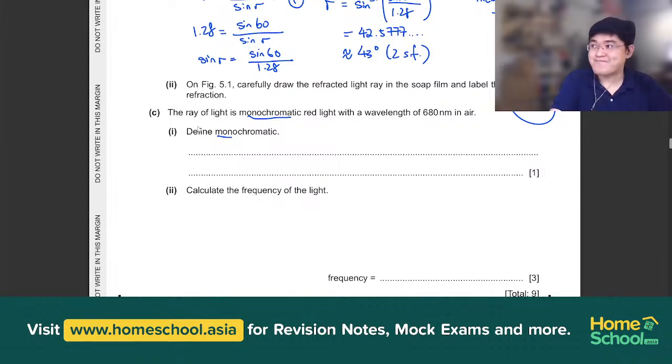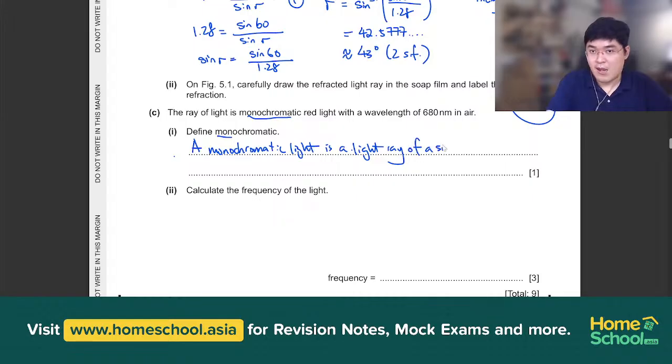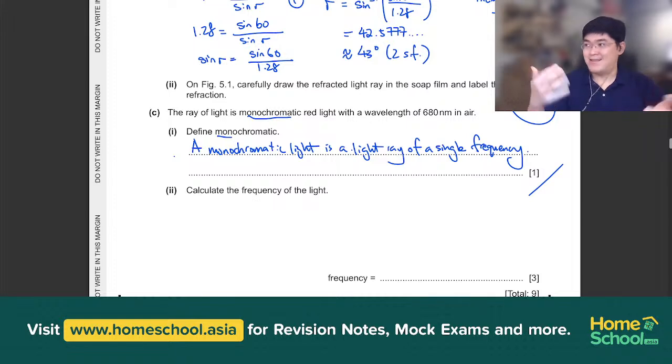So let's write that down. A monochromatic light is a light ray of a single frequency. Right? Just writing like that. 1 mark. Done. Okay? Now, let's move on to part 2.